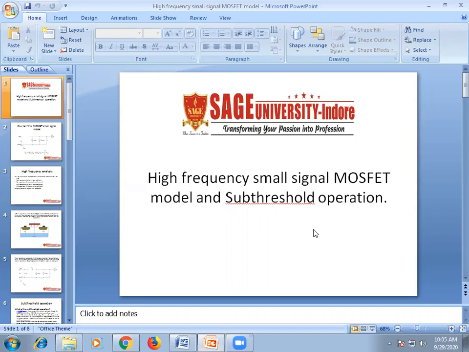Today we'll be starting with the second unit, which will be your third consecutive unit. Here we'll be studying the high frequency small signal MOSFET model and sub-threshold operations. In our last unit we studied that if we consider our MOSFET in general, we don't consider sub-threshold operations.